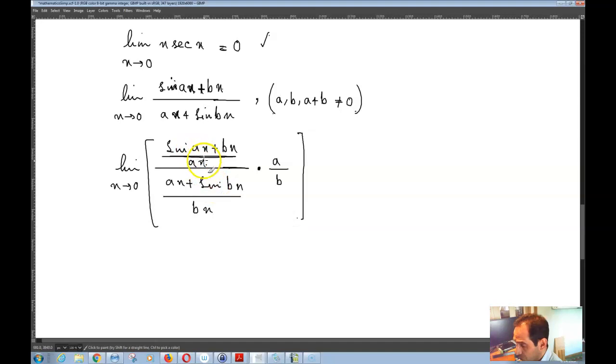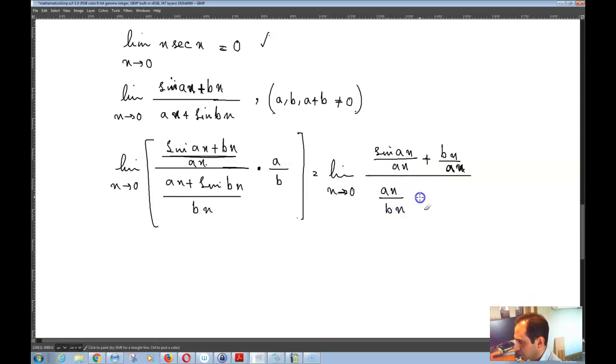And then I can write this as the limit as x tends to 0 of this thing over here: sine ax by ax plus sine bx by bx over sine ax by ax plus sine bx by bx, times a by b.